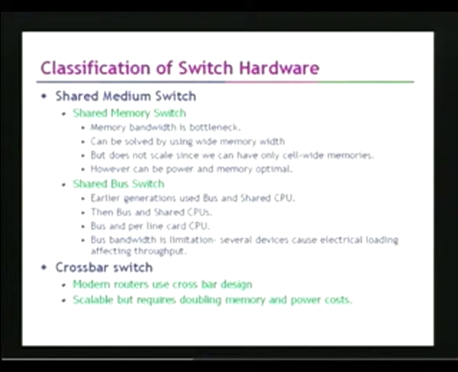So shared memory switches are really good if the number of ports, that is n, is small. If the number of ports is small, then there is not so much stress on the memory bandwidth, and that is manageable. At the same time, the advantage is that it can be both power and memory optimal. You do not have to duplicate the packet buffers. The central packet buffer serves not only as the place to store the packets, but also as some kind of a switch. So this is one advantage of having a shared memory switch. But obviously, this architecture doesn't scale if the number of ports increases. Okay, so that is the disadvantage of a shared memory switch.